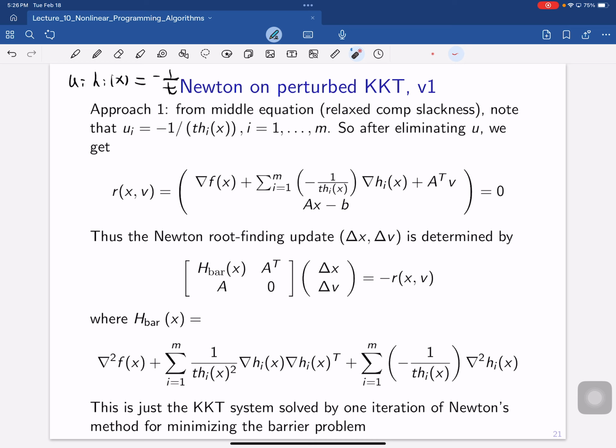What you are left with are the primal variables and the dual variables v. Right? You get rid of all the mu's corresponding to the inequality constraints. That's just a very simple trick. So now you have a reduced system. Right? But then, of course, the equations become more complicated if you replace mu_i by minus 1 over t times h_i(x). So similarly, you can apply Newton's root finding scheme to the remaining nonlinear equations. Okay.